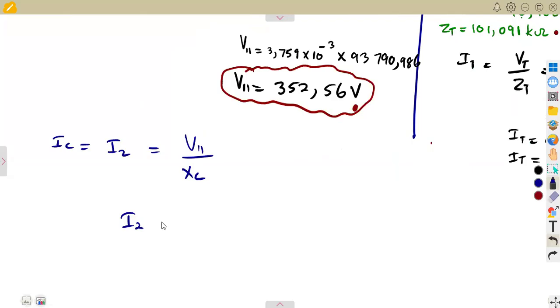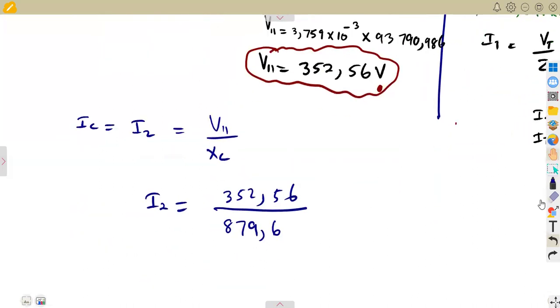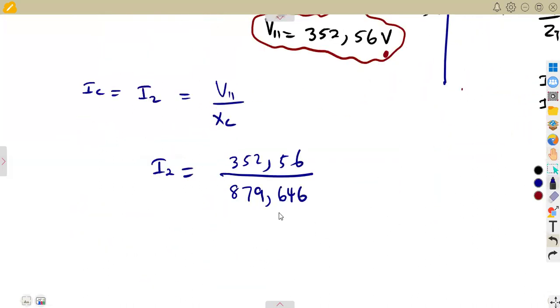So that means I2 is taken from the parallel voltage 352.56 over XC. Remember, I said XC is equal to the XL that we calculated before, which was 879.646. All right, so this is going to give us the value for the current that you're going to have.